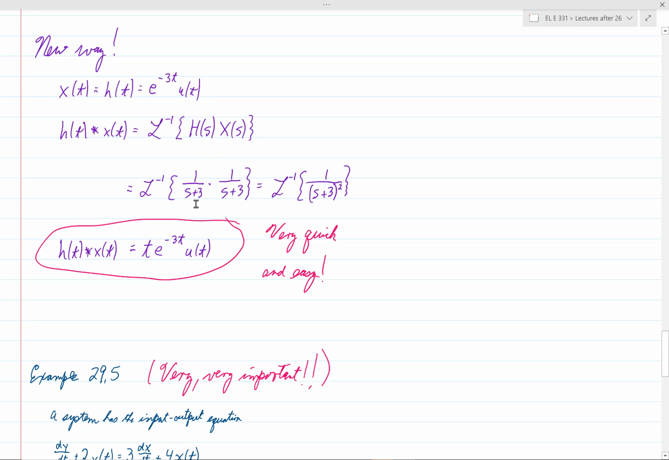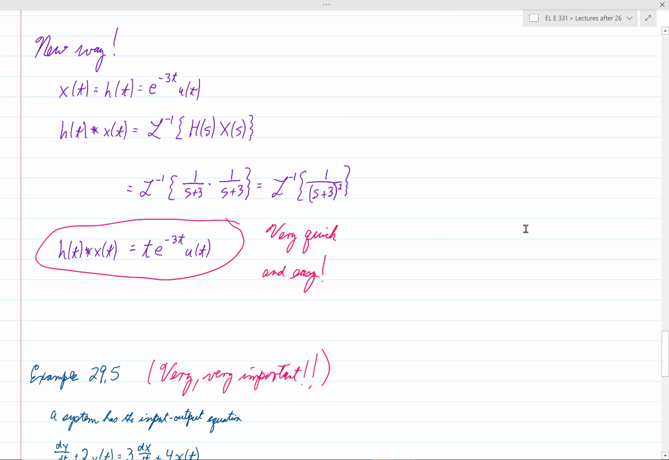Well, if this is h of t, then h of s is 1 over s plus 3, and x of s is 1 over s plus 3, and so we have the inverse Laplace transform of 1 over s plus 3 squared, and we look in the table, and that's t e to the minus 3t u of t, and we are done. So that is just so much quicker and easier than what we did above, and not only that, but it is much less error prone. So definitely make sure that you understand this idea.